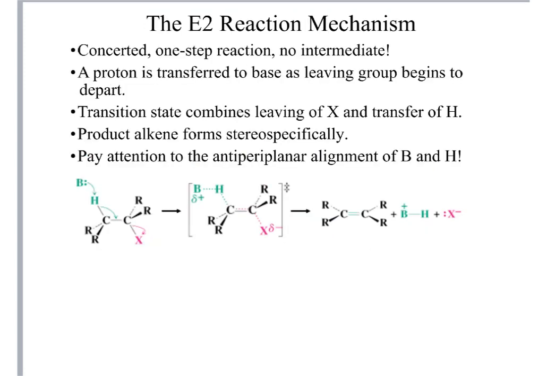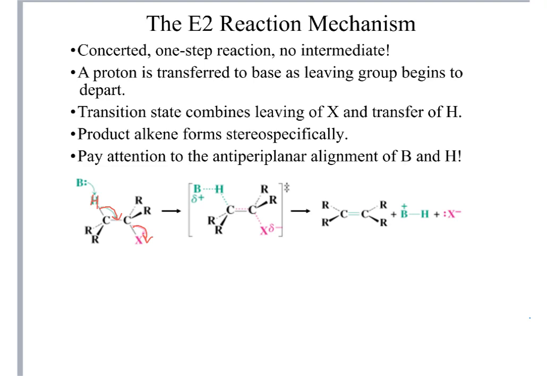Zaitsev way of elimination does not always hold for all elimination reactions. Let's take a look at the E2 reaction mechanism. E2, like SN2 reaction, is a one-step concerted process which doesn't involve formation of an intermediate. In this reaction, base abstracts the alpha hydrogen. The two electrons from the hydrogen-carbon bond collapse to form the new pi bond, and the leaving group X is expelled all in the same step.